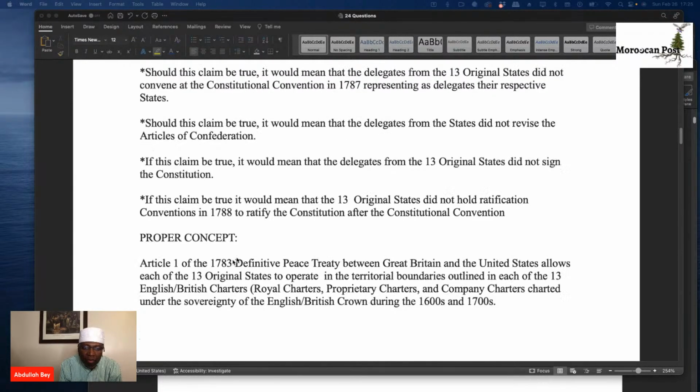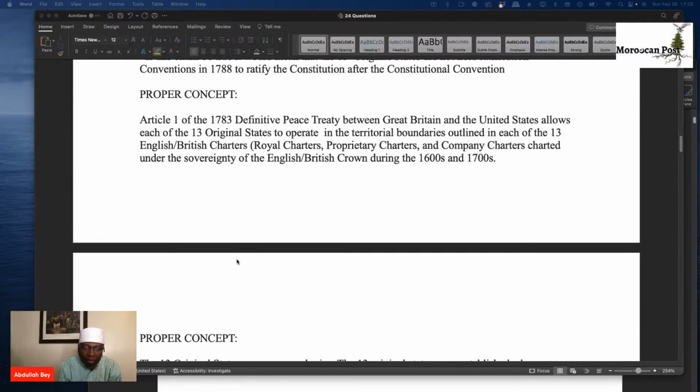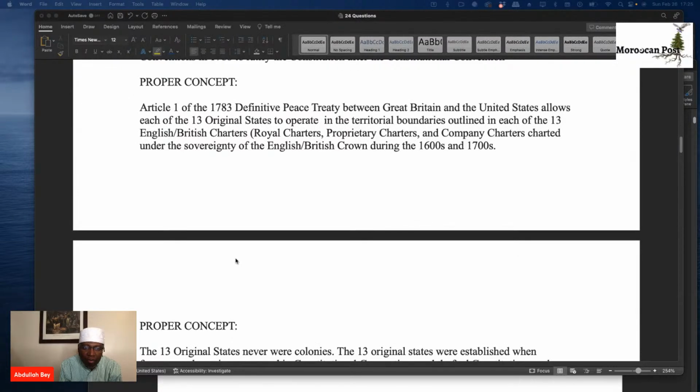Proper concept. Here we go. Article 1 of the 1783 definitive peace treaty between Great Britain and the United States allows each of the 13 states to operate in the territorial boundaries outlined in each of the 13 English/British charters, royal charters, proprietary charters, and company charters, chartered under the sovereignty of the English/British crown during the 1700s.